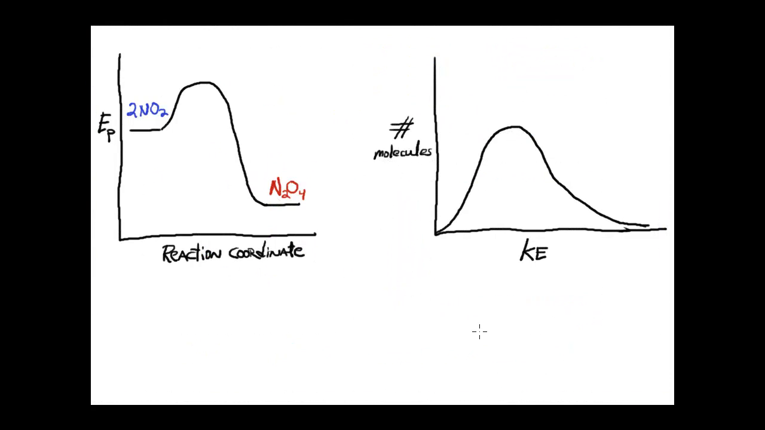To explain this, I've constructed two diagrams, and I'm going to focus first on the diagram on the left, which is often referred to as an energy profile diagram. The energy profile diagram sometimes is called a reaction coordinate diagram. That's because the x-axis is labeled as reaction coordinate. The y-axis can be thought of as potential energy.